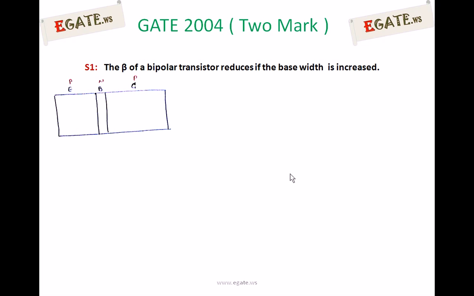The characteristics of the base are that it is lightly doped and its width is very small. The area of the base is small. These are the two important characteristics: one is lightly doped, the other is that the width is very small. Generally the collector width is large compared to the emitter width, which is large compared to the base width.